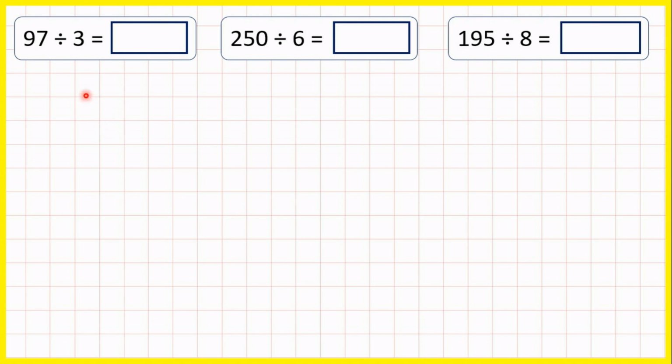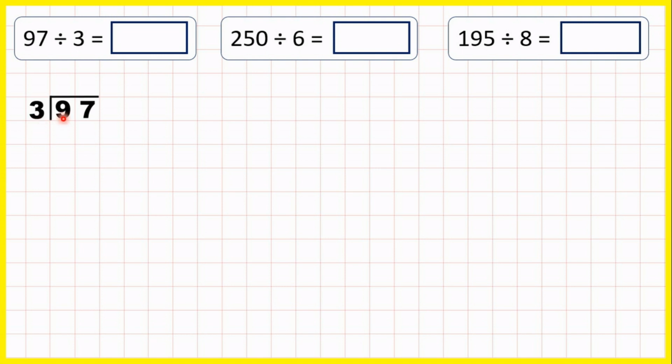Now let's divide using expanded division. But for these questions, we're going to get remainders in our answer. So first, we have 97 divided by 3. So we can set the question out as we normally do with our divisor on the left.